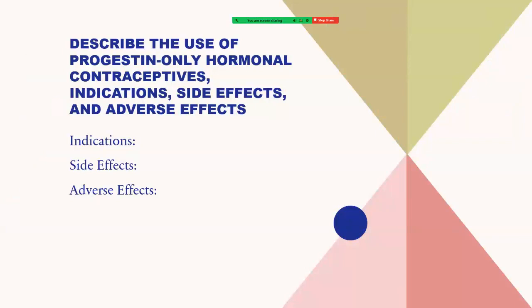Describing the use of progesterone-only hormonal contraceptives, indications, side effects, and adverse effects. Well, some of these we already touched upon, but indications for progesterone-only hormonal contraceptives include the most common, to prevent pregnancy. As with most combined oral contraceptives, women may do the quick start for progesterone-only methods at any time as long as they are reasonably certain that they are not pregnant. If there are any doubts, a pregnancy test should certainly be done.